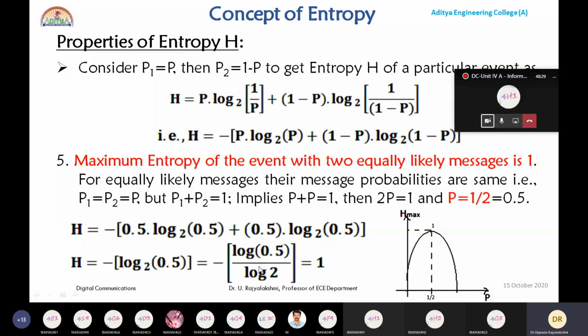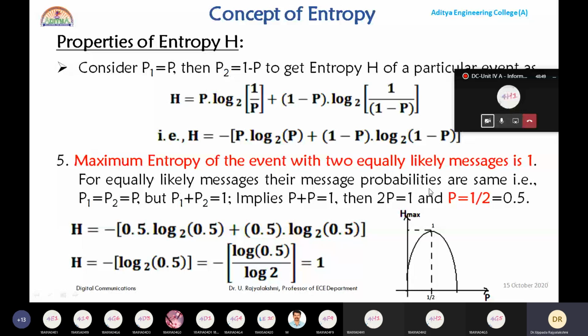Some other student, please calculate the value of log 0.5 by log 2. What is the obtained value? Minus 1. So log 0.5 divided by log 2 is minus 1. So minus of minus 1, it will be 1.